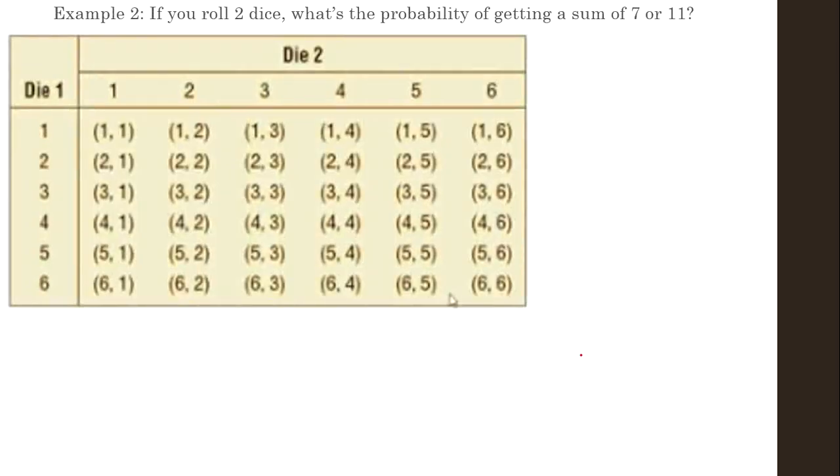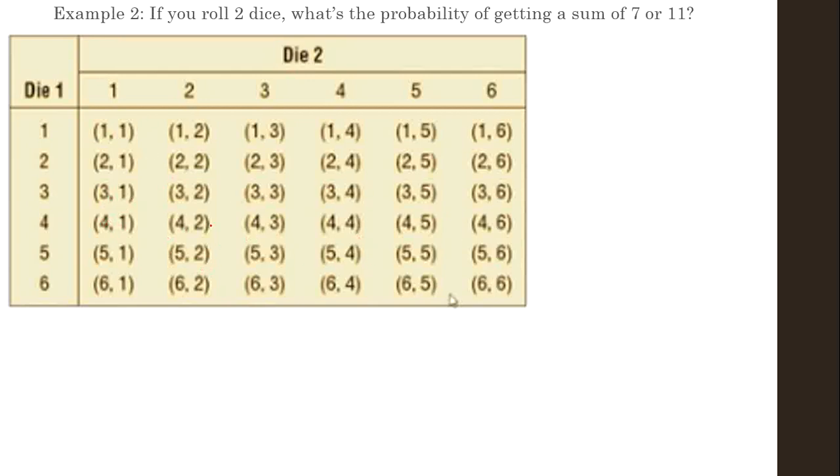Okay, example number 2. If you roll 2 dice, what's the probability of the sum being a 7 or an 11? When you roll 2 dice, you have 36 outcomes. You can roll a 1 and a 1, a 1 and a 2, a 1 and a 3, a 1 and a 4, a 1 and a 5, a 1 and a 6, a 2 and a 1, a 2 and a 3, all that stuff, right? So it's listing all of them.